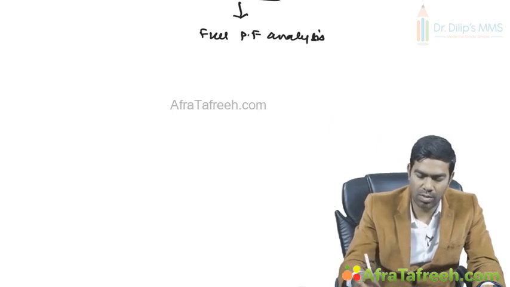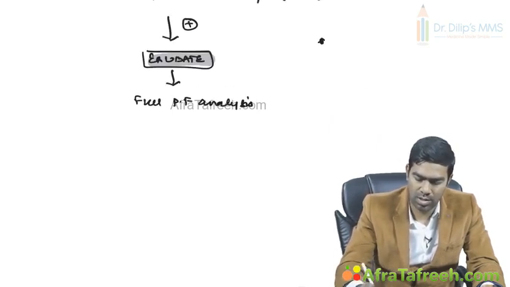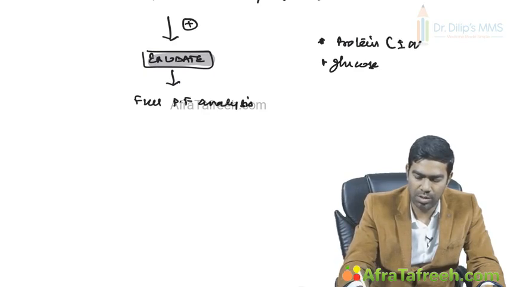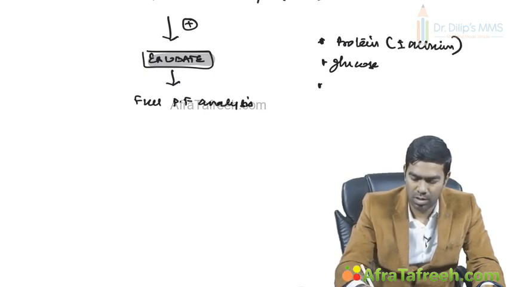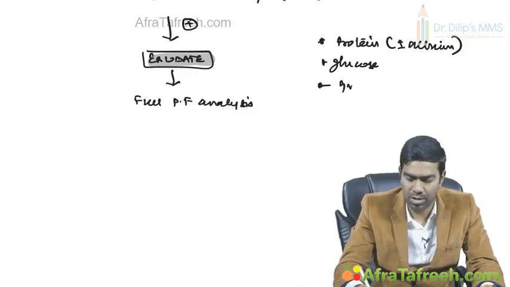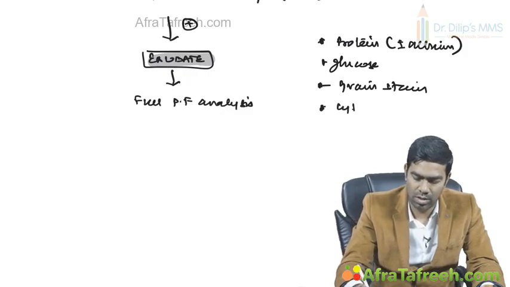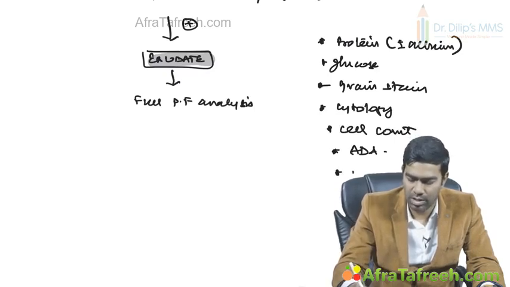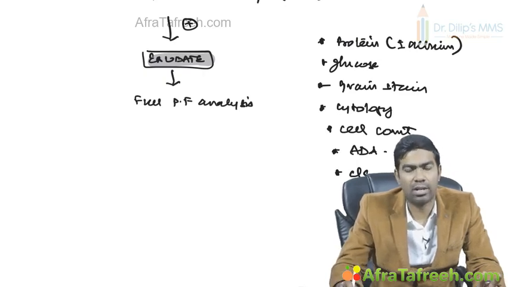Typically, this will include protein, glucose, plus or minus albumin, then your gram stain, cytology, cell count, adenosine deaminase, culture sensitivity, plus or minus AFB. So these are the standard panel that we are going to do.